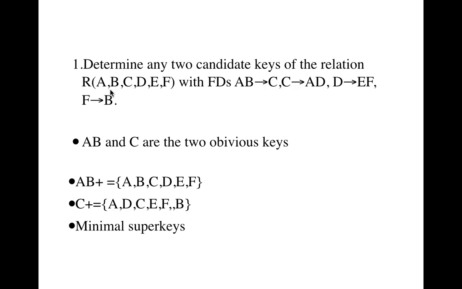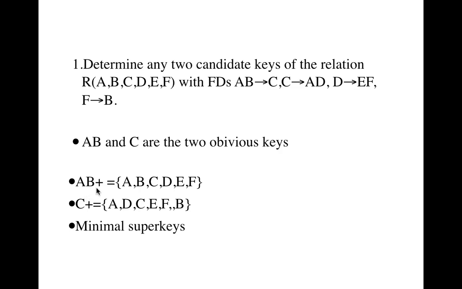Let's take one more example. The relation given is R, which consists of A, B, C, D, E and F. And the functional dependencies given are AB gives C, C gives AD, D gives EF, F gives B. Four dependencies are given. Now, don't look at this part. The question is to determine any two candidate keys of the relation. So one clue you can get is either AB can be a candidate key, C can be a candidate key, D can be a candidate key, F can be a candidate key. All these are equivalent candidates for a candidate key.